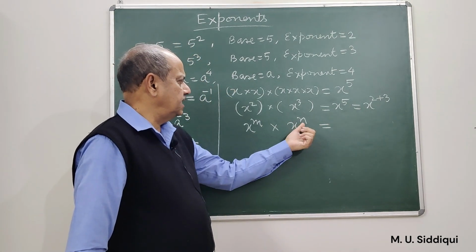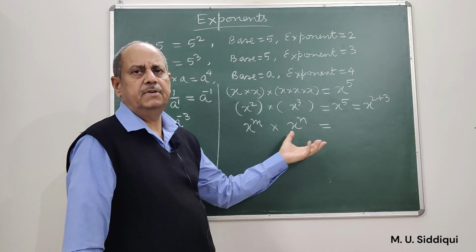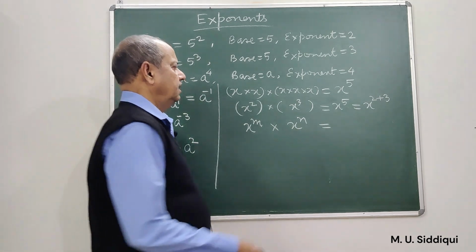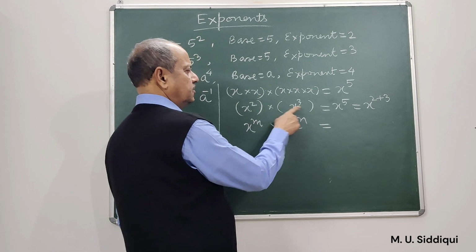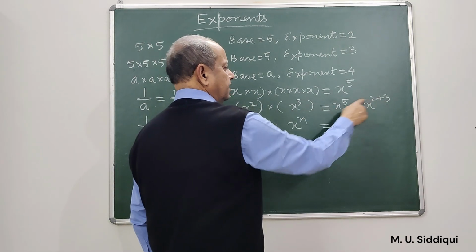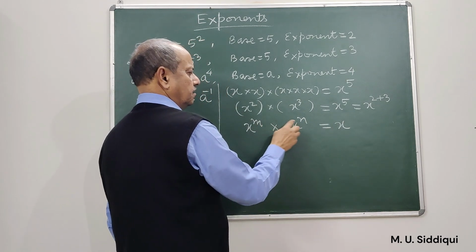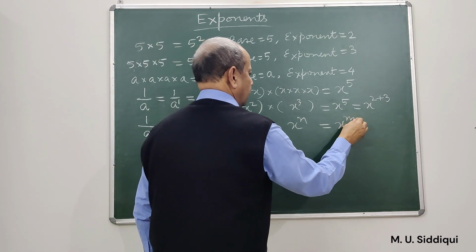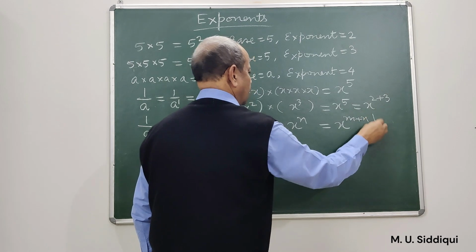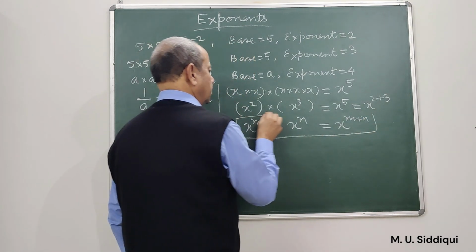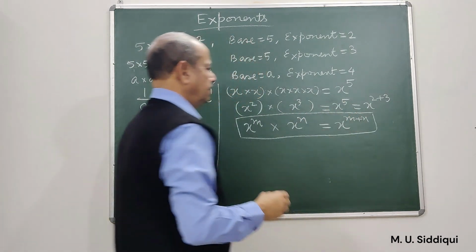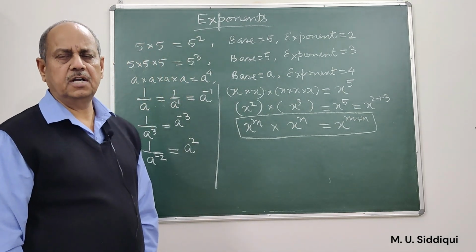This exponent may be same, may be different. In general, I have taken a different value. Then according to this, when it was 2 and 3, this was added together and made it 5. Here it will become x to power this plus this, or x to power m plus n. This becomes a standard formula which can be used for any number of powers now.